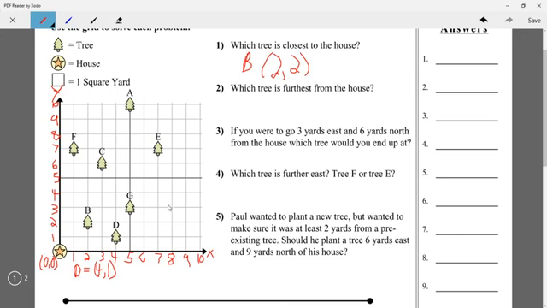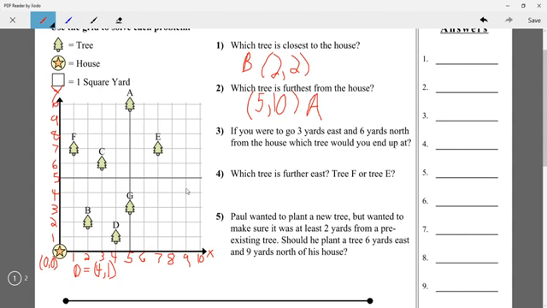Which tree is furthest from the house? Alright, well, I guess I would say A, right? And A would be 5, 10, right? Because you go over 5 and you go up 10. So 5, 10, right? And that's A.